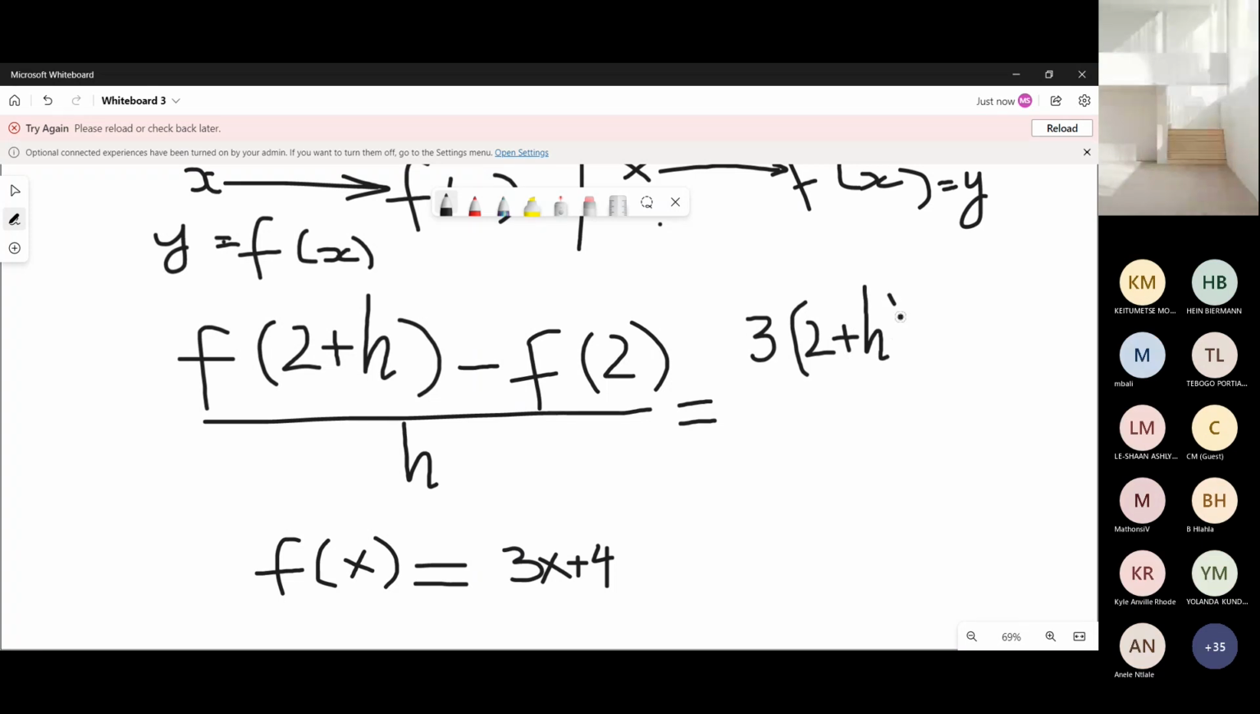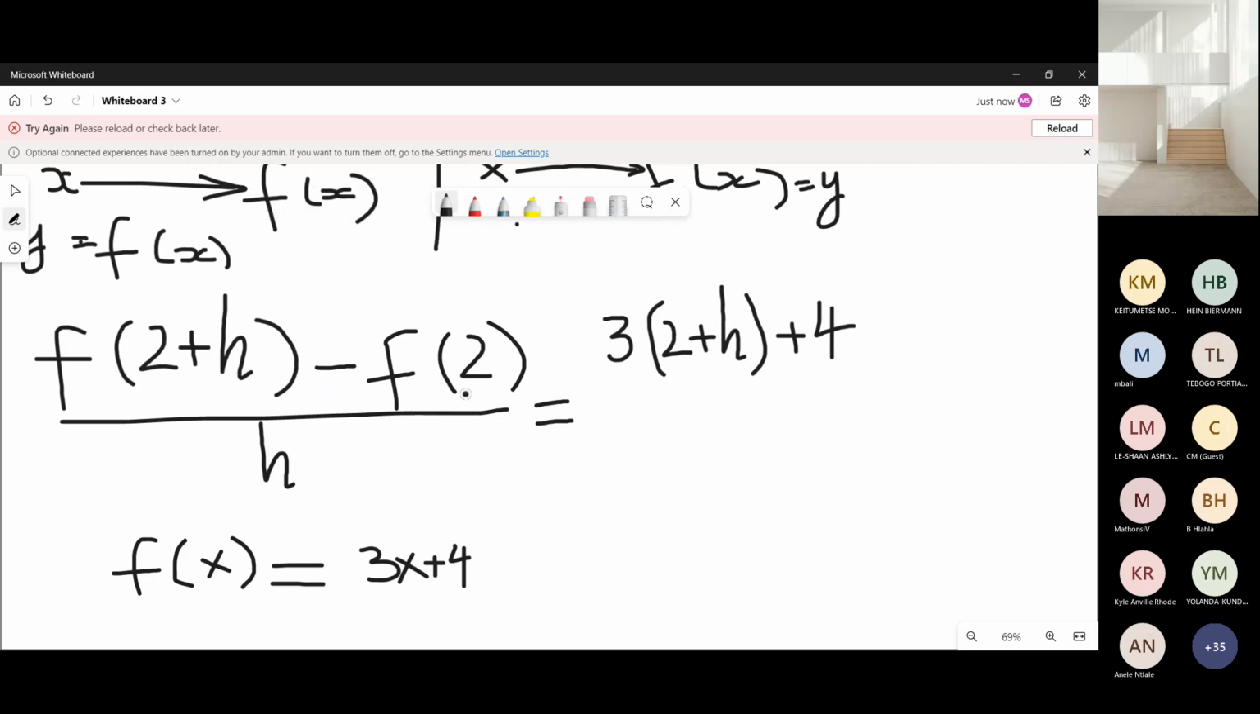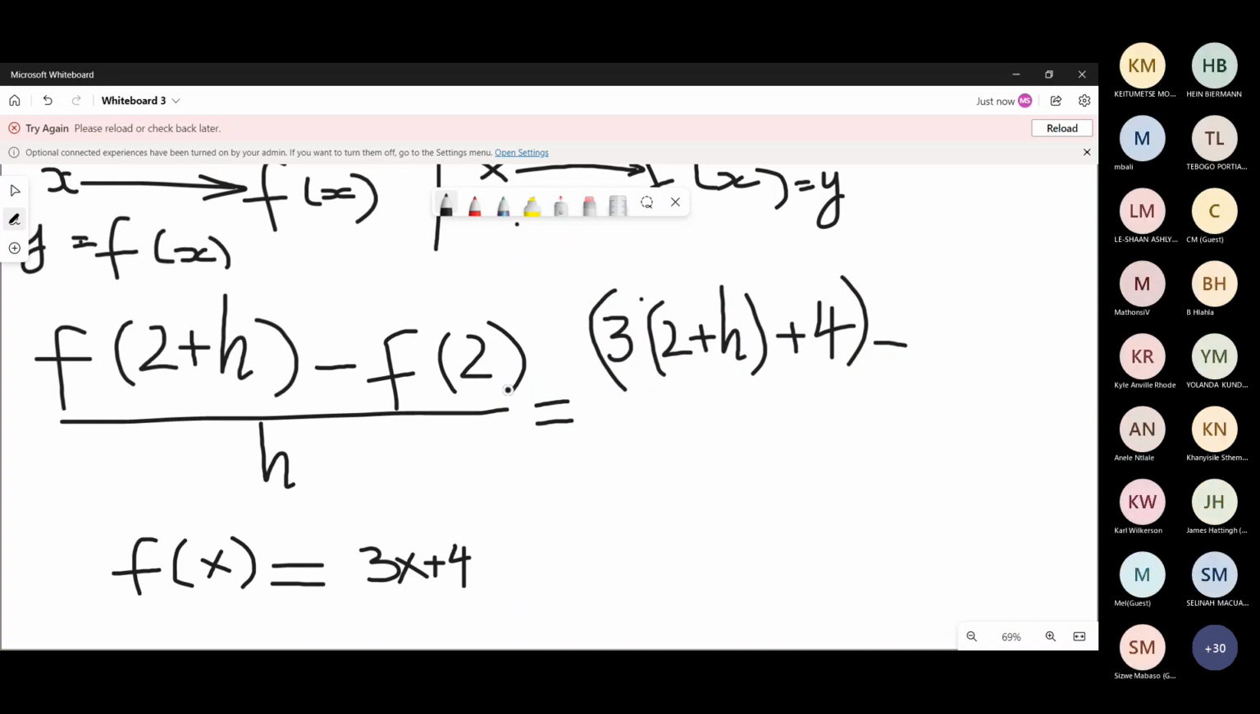Yes, following. Plus 4, right? This is the value of f of 2 plus h, right? Now, minus, multiply like this. f of 2, what is f of 2? What is f of 2, please? Come on. 10, yes. 3 times 2, right? We replace f of 2.